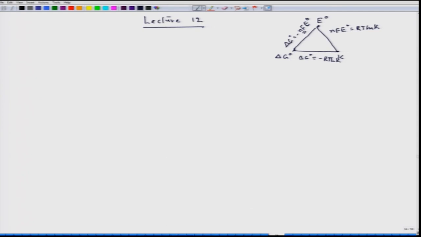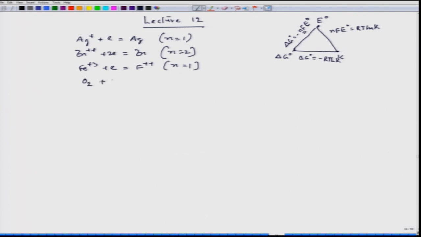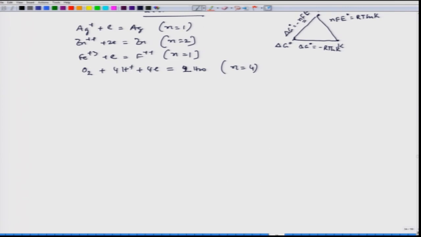Now, to start with, since we are talking about n, we are not fixing what is that value of n. The n could be, for example, Ag+ + e = Ag, where n equal to 1, Zn++ + 2e = Zn, where n equal to 2. We can have Al+++ + e = Al++, where n equal to 1 again. Even we can have this relation, where n equal to 4. And we have taken 4 reduction reactions, and there is one more reduction reaction which we call H2, where n equal to 2.